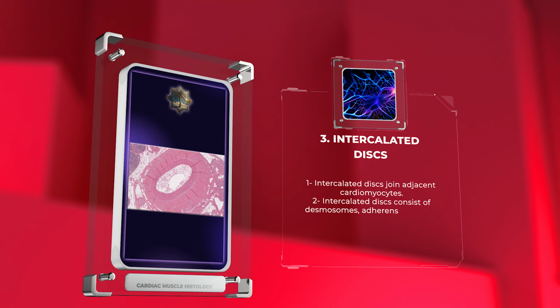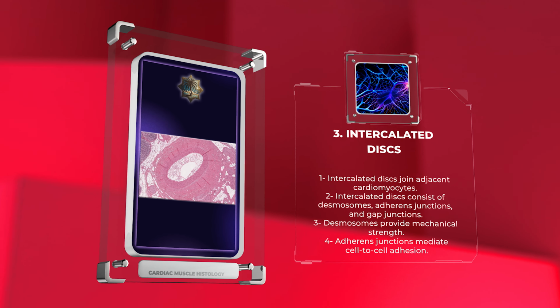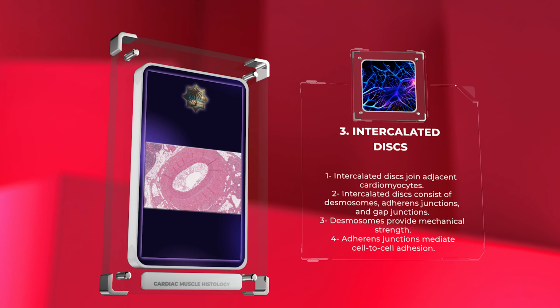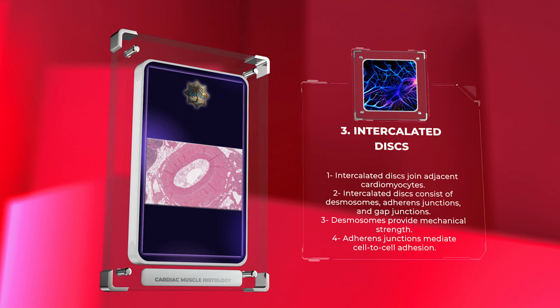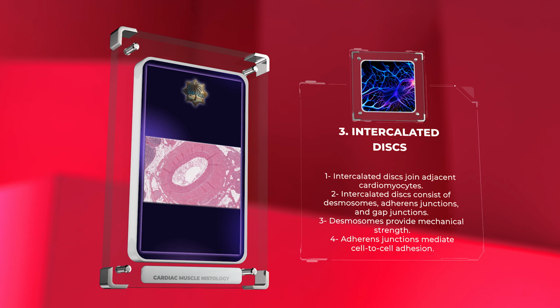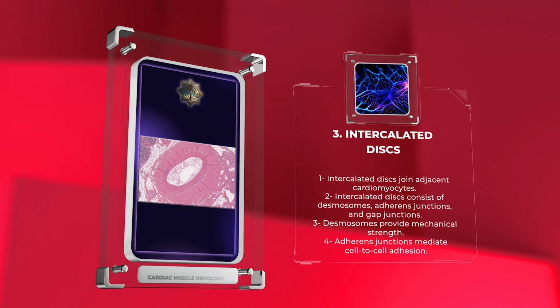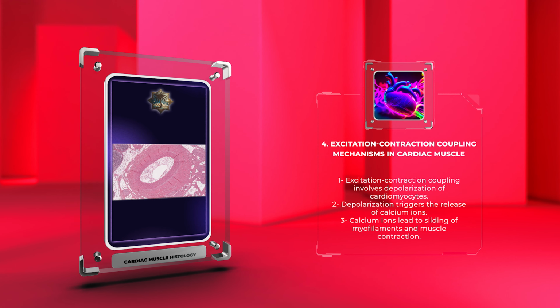Intercalated discs are specialized structures that join adjacent cardiomyocytes. They consist of three components: desmosomes, adherens junctions, and gap junctions. Desmosomes provide mechanical strength, adherens junctions mediate cell-to-cell adhesion, and gap junctions allow for direct electrical coupling between cells, enabling coordinated contraction. Excitation-contraction coupling refers to the process by which electrical excitation leads to muscle contraction.